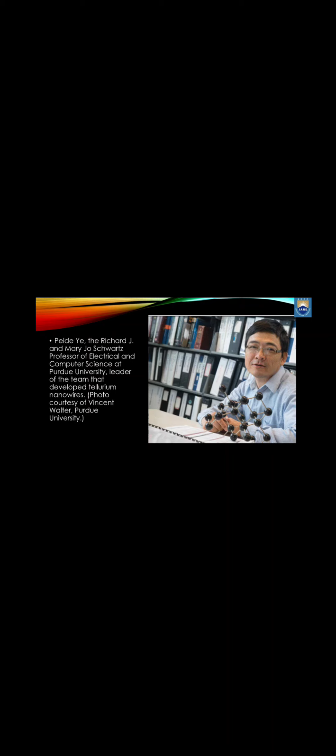One of the more unusual projects is taking shape at Purdue University, where Professor Peide Ye, in collaboration with researchers at other universities, is exploring the potential of a metallic element called tellurium. He is the Richard and Mary Professor of Electrical and Computer Engineering at Purdue University, leader of the team that developed tellurium nanowires.